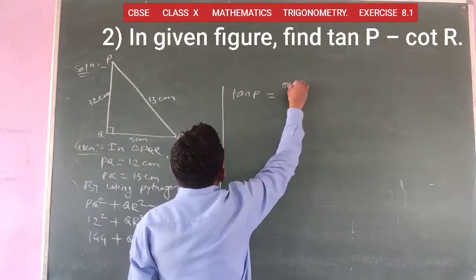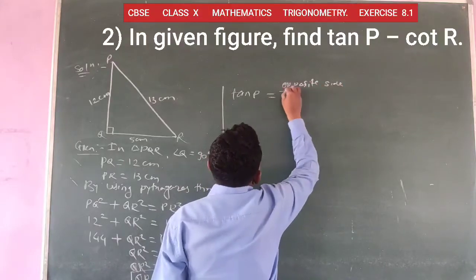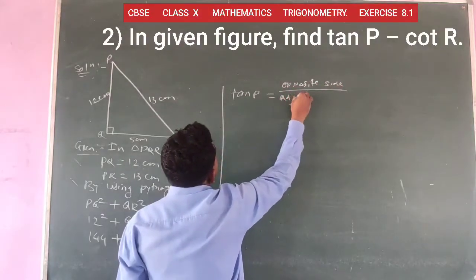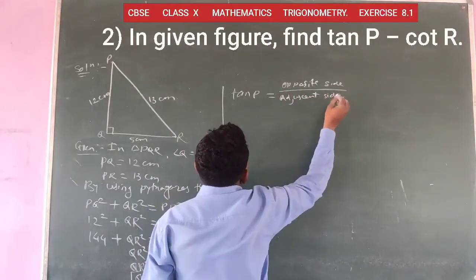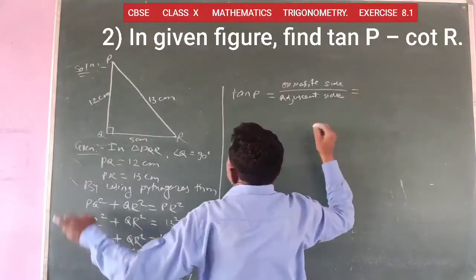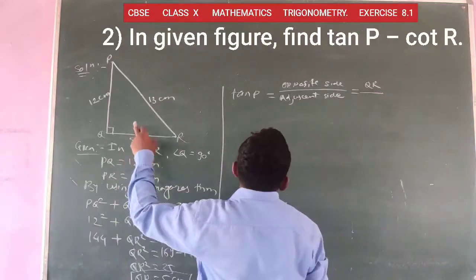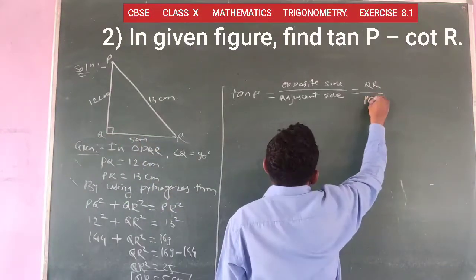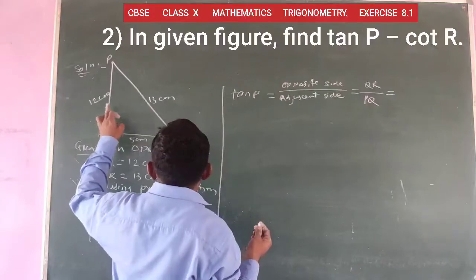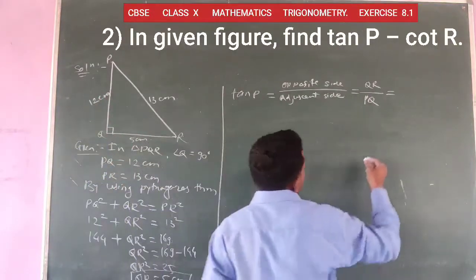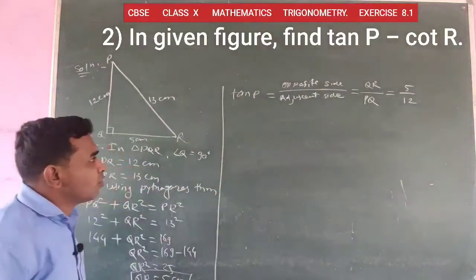Opposite side upon adjacent side. Then, this is the angle P, the opposite side is QR, and the adjacent side is PQ. So tan P is equal to, what is the value of opposite? 5, and adjacent is 12. So tan P is equal to 5 upon 12.